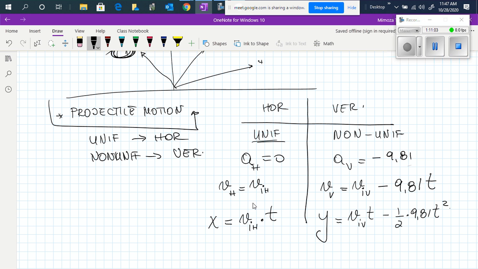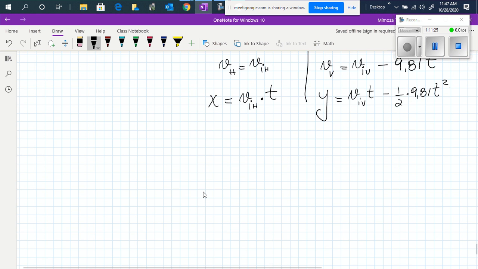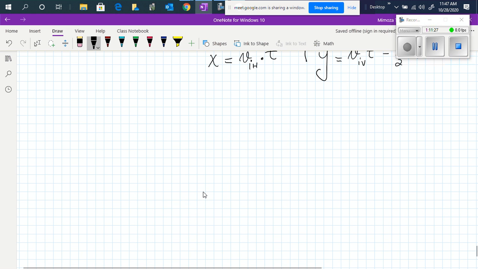The way that we approach projectile is we build the table based on the information that we have for the initial velocity, meaning that we find the horizontal and the vertical component of the initial velocity, and then we build this table, and then we solve based on the information that the problem is giving us. We'll stop here on how the graphs look like.